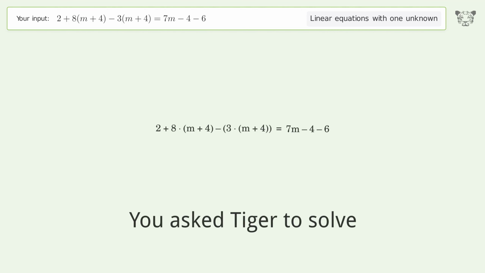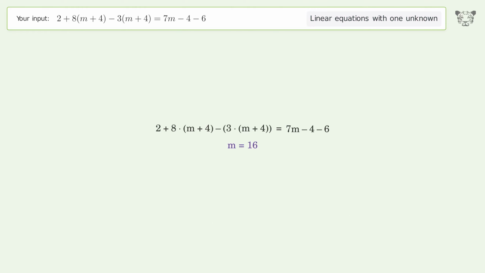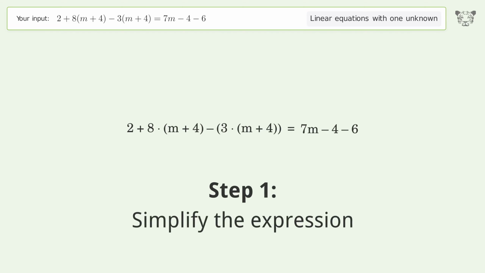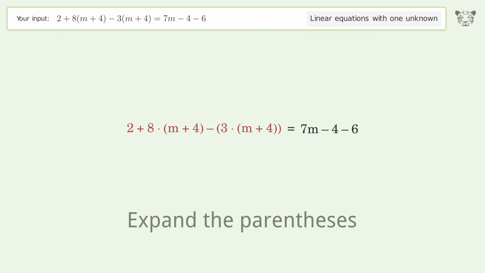You ask Tiger to solve. This deals with linear equations with one unknown. The final result is m=16. Let's solve it step by step. Simplify the expression. Expand the parentheses.